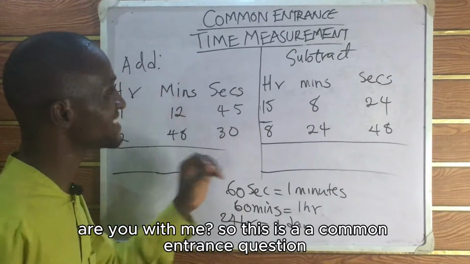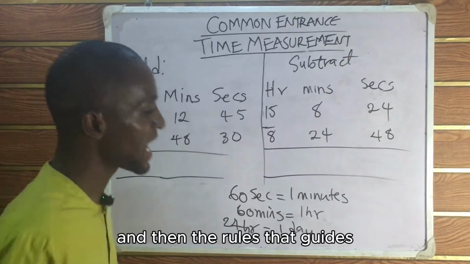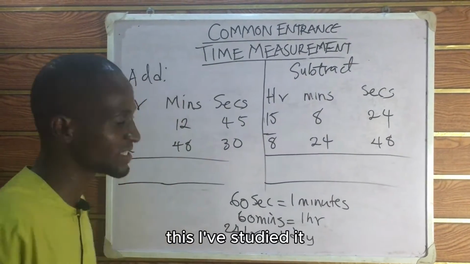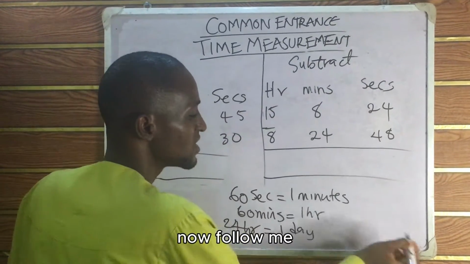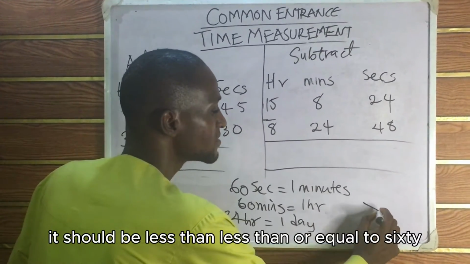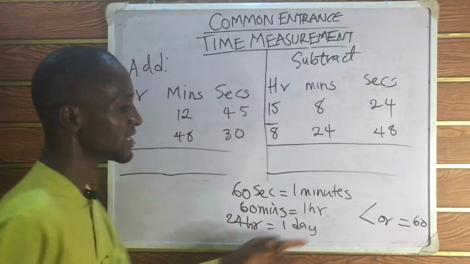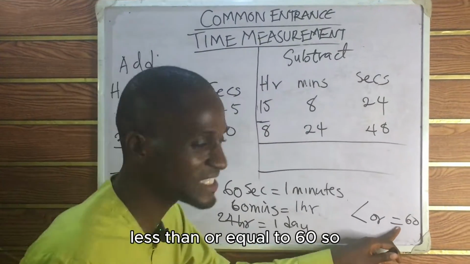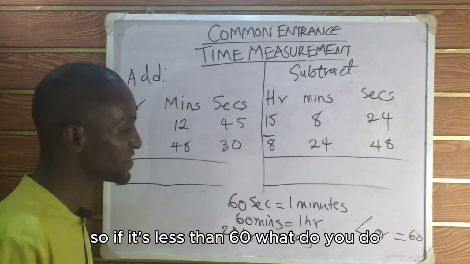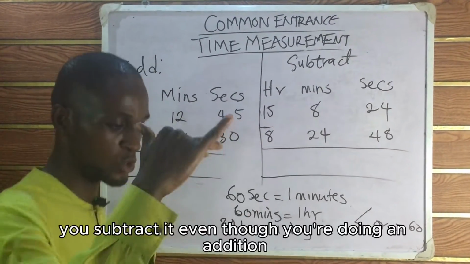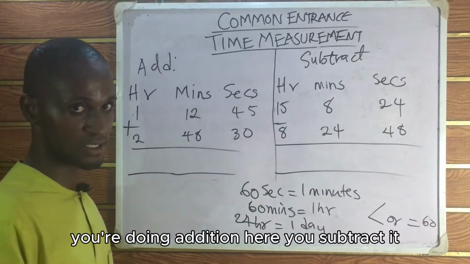Are you with me? So this is a common entrance question. So you have to understand this before you're able to solve this question. And then the rule that guides this, I've studied it, is that anything you're writing here should not be, now follow me, it should be less than or equal to 60. You're not permitted to write anything greater than 60 here. So if it's greater than 60, what do you do? You subtract it, even though you are doing addition. Are you with me?